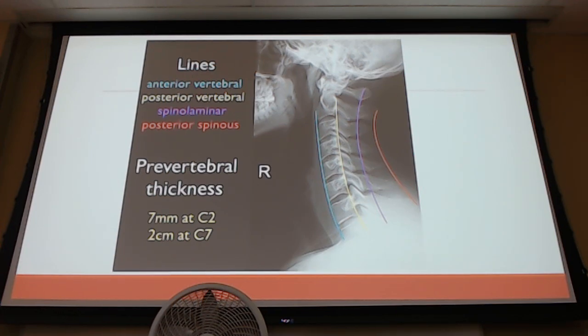All of our vertebral bodies are lined up appropriately. We don't see any anterior or posterior translation of those, and they correlate with what ligaments we have there, which we'll talk about.